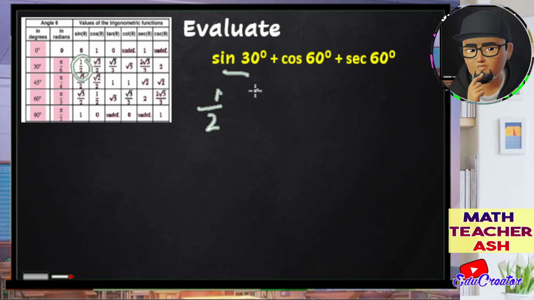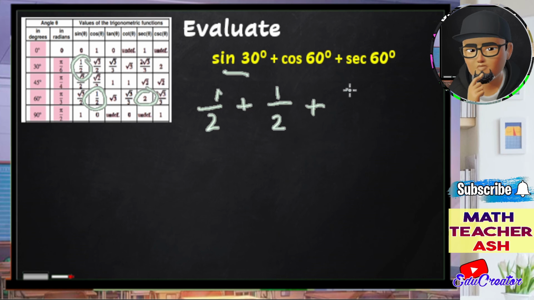And then what is the value of cosine 60 degrees? For 60 degrees, the cosine here is this one, still 1/2. So we add them. And then the secant 60 degrees, where is 60 degrees here? And then the secant is this one, so that is plus 2. So my dear math learners, this is very easy.